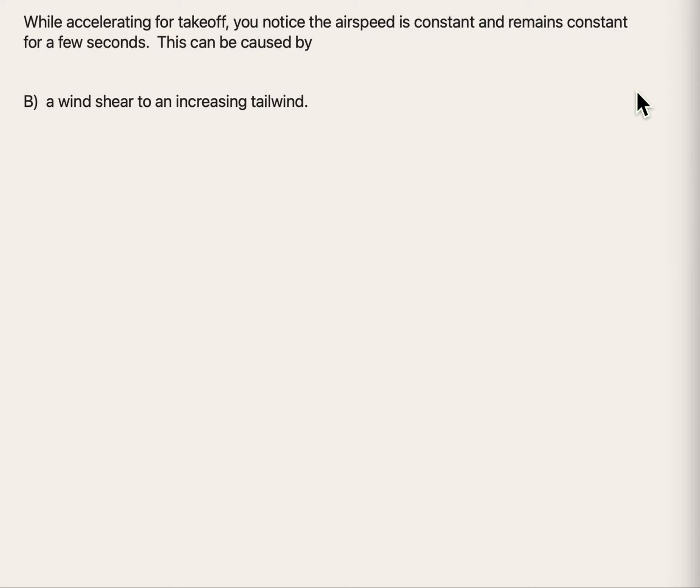For example, a tailwind quickly changing to a headwind causes an increase in airspeed and performance. Conversely, a headwind changing to a tailwind causes a decrease in airspeed and performance. In either case, a pilot must be prepared to react immediately to these changes to maintain control of the aircraft.